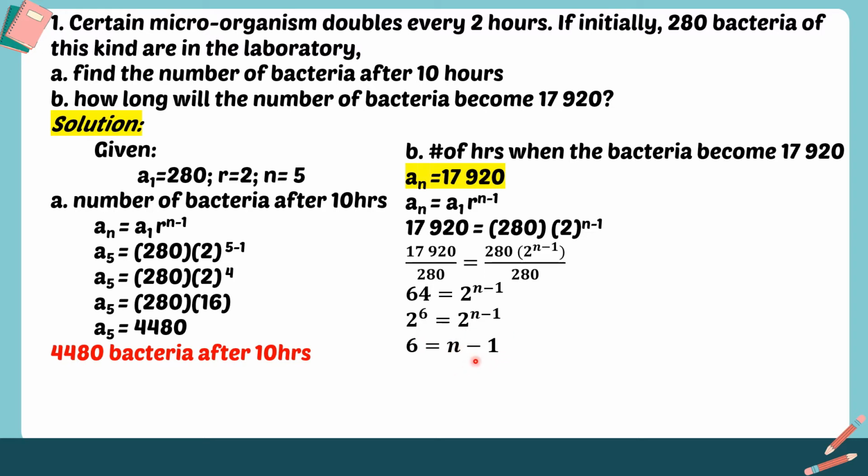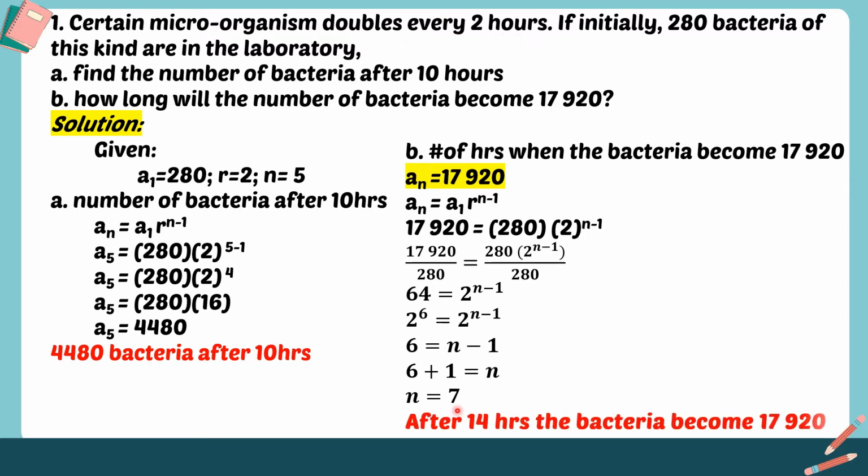So, transpose lang natin yung negative 1 sa tabi ng 6, magiging positive 1. It means ang value ng n natin ay 7. So, 7 times na magdodoble yung bacteria para ma-reach niya yung 17,920. At dahil every 2 hours siya nagdo-double, ita-times natin yung 7 sa 2. It means after 14 hours, the bacteria become 17,920.